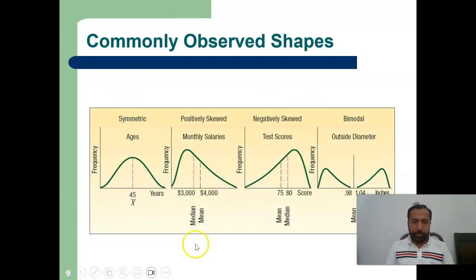Here you can see the shapes. This is a symmetric distribution. Here 50% of observations lie towards the left of the mean and 50% of observations lie towards the right of the mean. The mean is 45. This is a positively skewed distribution, where the mean is more than the median. This is negatively skewed because the mean is less than the median, and this is bimodal because there are two modes in this distribution.